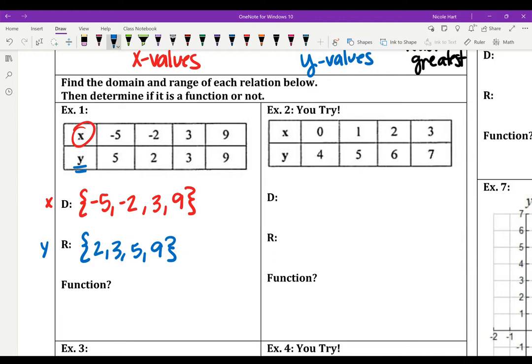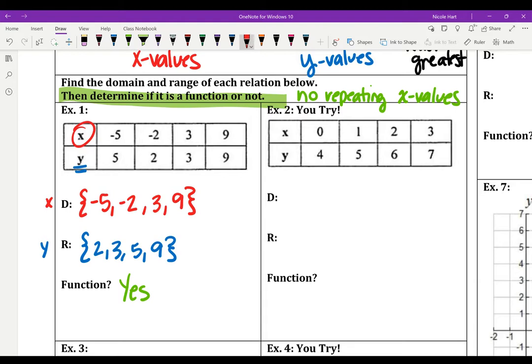Now we want to check to see if this is a function. Remember, I'm going to highlight that. To determine if it's a function or not, you're going to check to see no repeating x values. That is super important. So looking at that domain, looking at the x values, there is no repeating numbers. Yes, this is going to be a function.